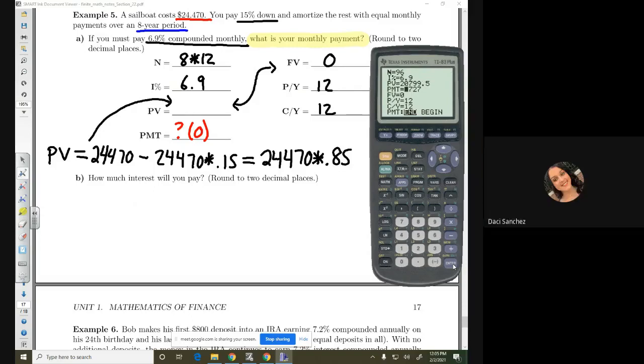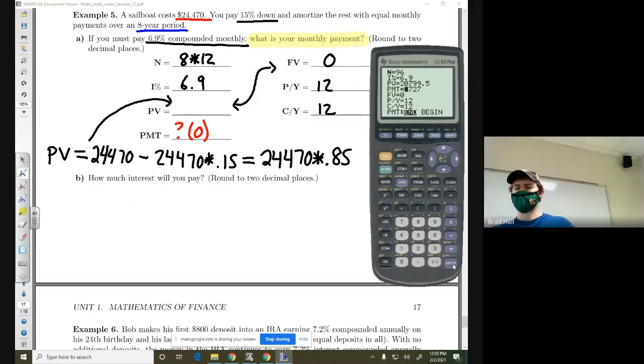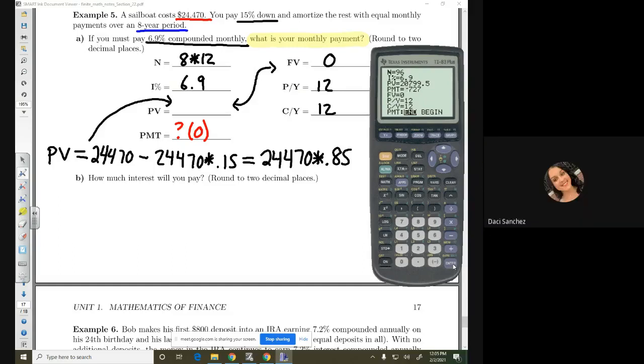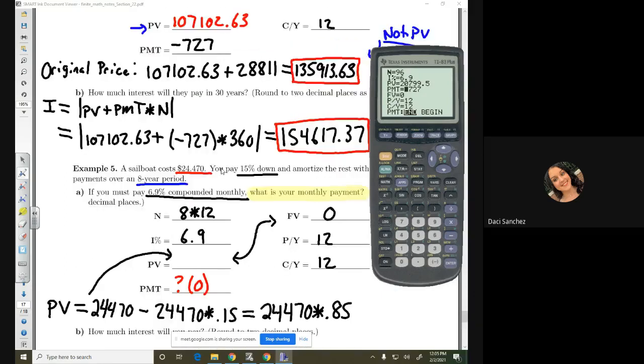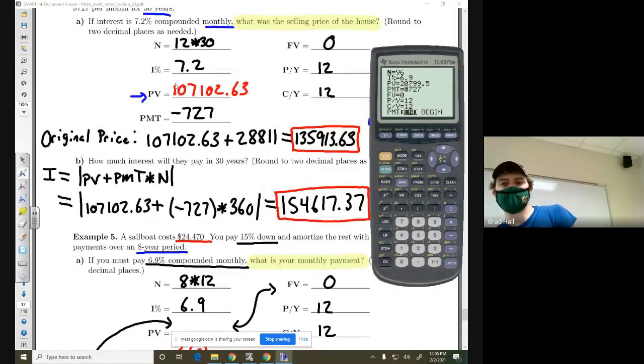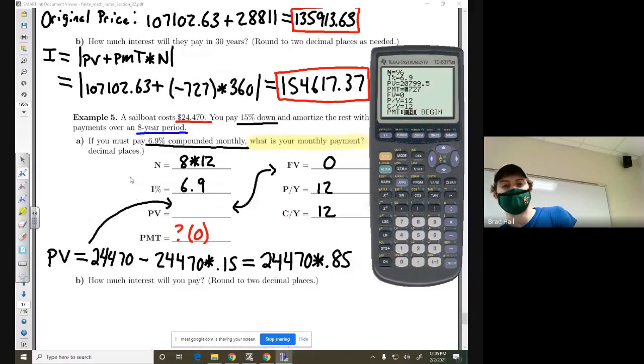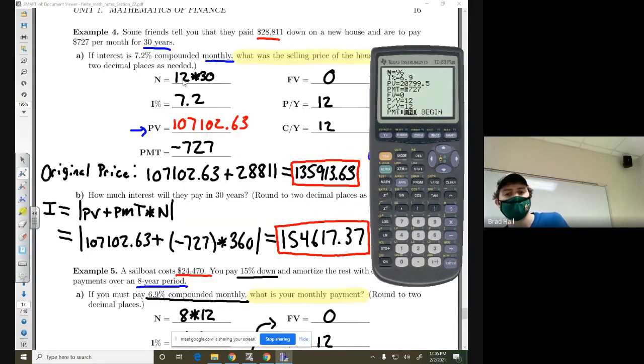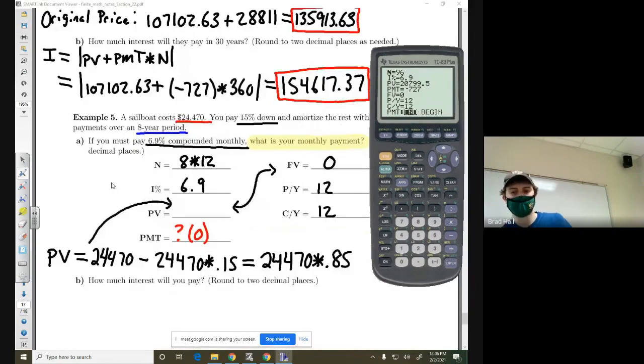I have a question while we're on PV. All right, what's your question? For the previous problem, we actually put in the calculator to find PV. Why wouldn't you do it for this problem? So the reason was because PV was unknown in that problem, as opposed to this problem where we actually know PV and PMT is unknown. It's just the context of the problem. We put in the calculator whichever one is unknown.